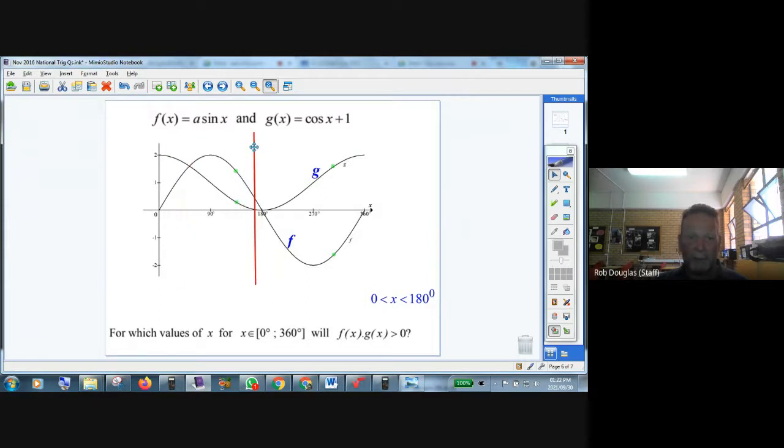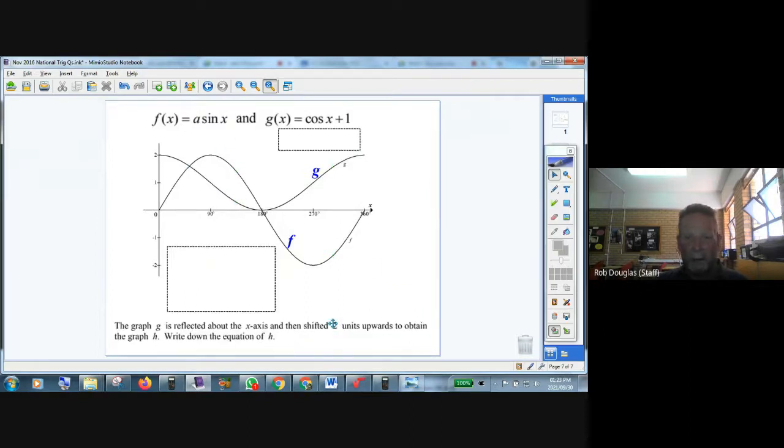Well, that's that question done. There's your answer for all the values of x that will make F times G greater than 0. Let's try the last question here.